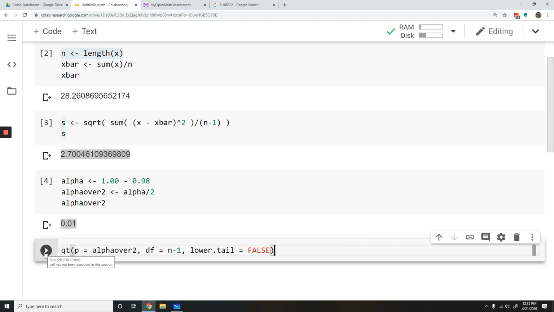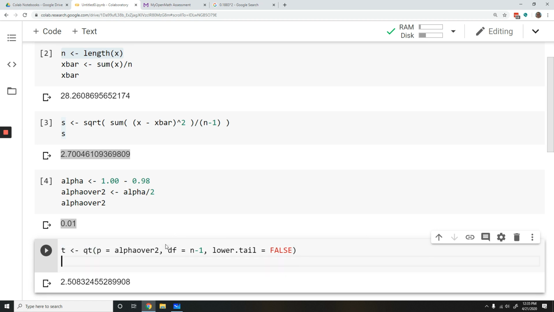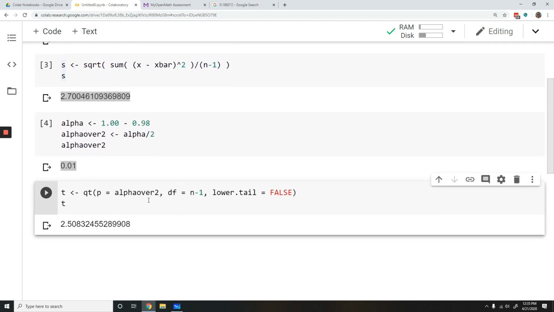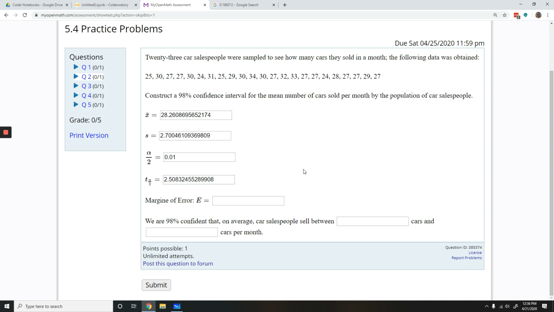We're going to run that. Okay, and there it is. That's our t-score. In fact, I'm going to store it in a t variable, print it out, and that way I'll have it for easy reference later on. So that is my t alpha over 2. So let's copy that, paste it in the text box. Okay, we're ready for our margin of error.